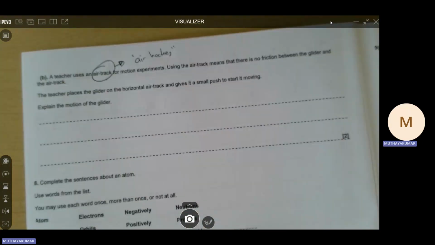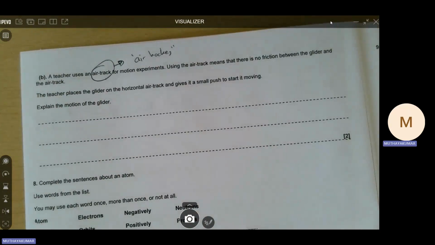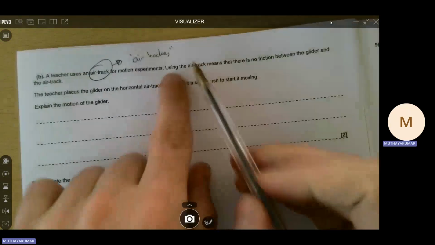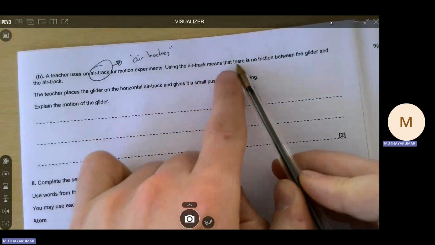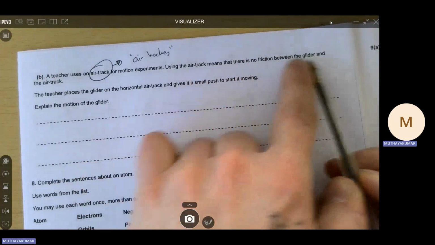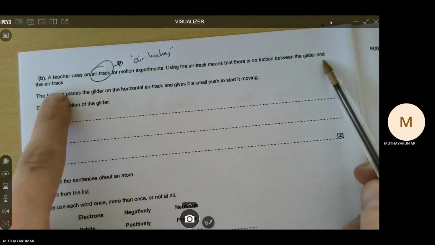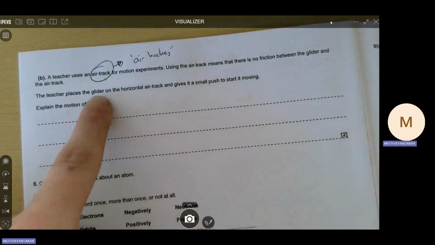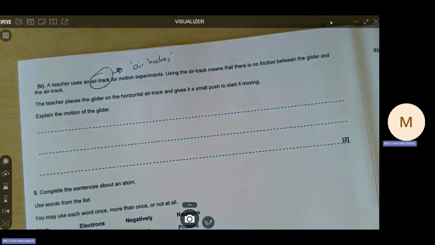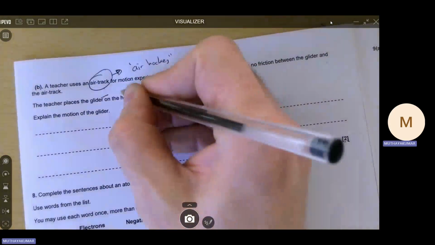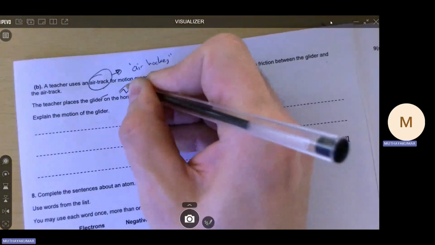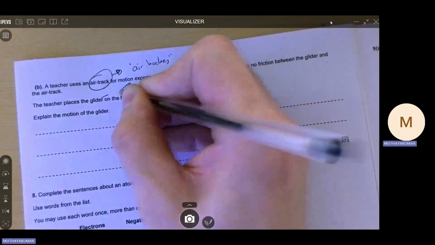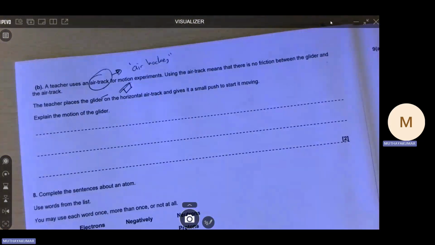So it only moves forwards and backwards. It won't move side to side. And it even tells us here, using the air track means that there is no friction between the glider and the air track. The teacher places the glider. So when you're talking about a glider, not talking about something flying, it will be something that looks a bit like this. It will just be a bit of card or a bit of metal that sits over the air track and glides on that cushion of air.